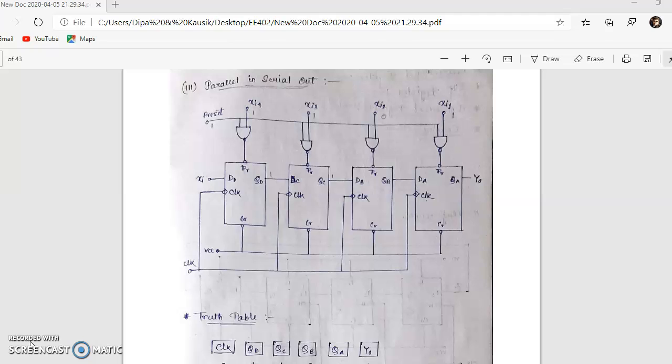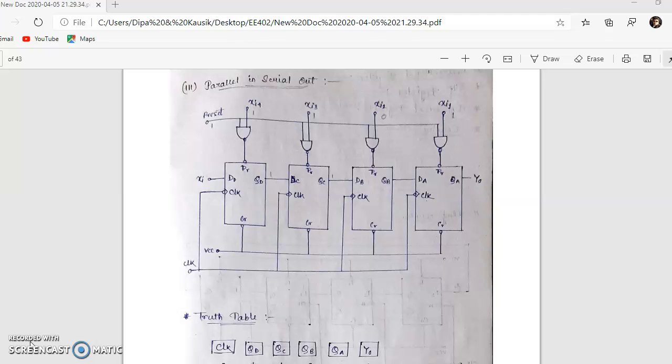In my previous video lecture, we discussed the working principle of the serial in, serial out shift register and the serial in, parallel out shift register. Today our topic is the parallel in, serial out shift register. So, at first, we want to know what a parallel in, serial out shift register is.